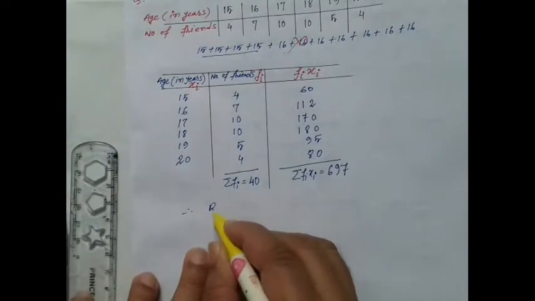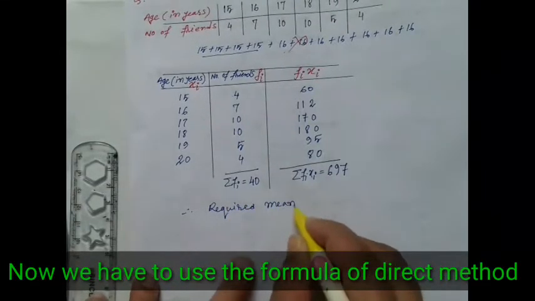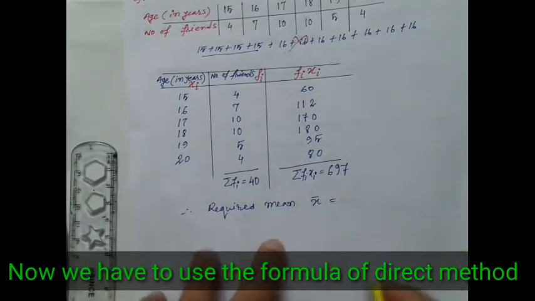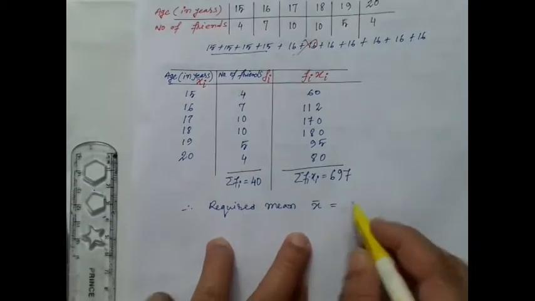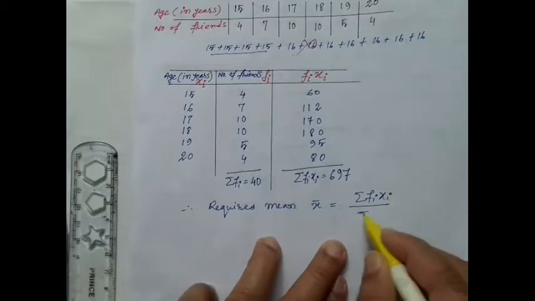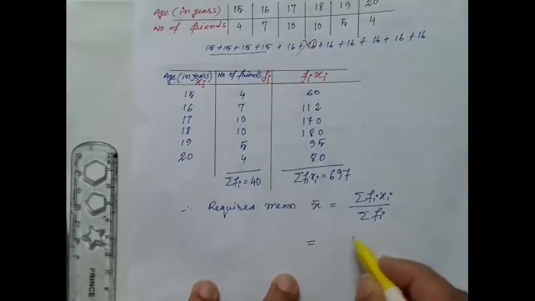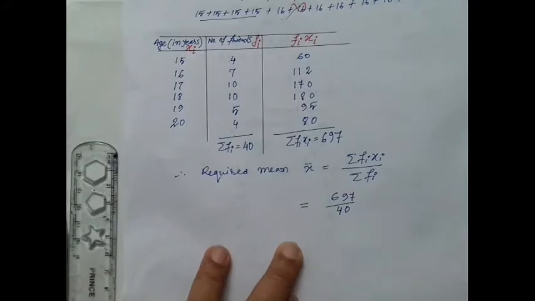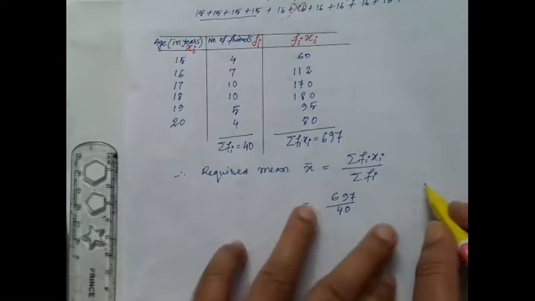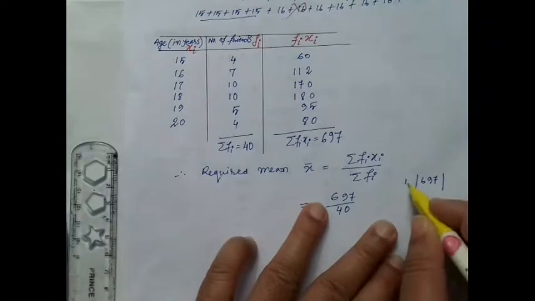Now we have to use this formula. Therefore required mean x bar equals summation fi xi by summation fi. We have to put the value 697 by 40. Now we have to divide to get the answer. 697 we should divide by 40.